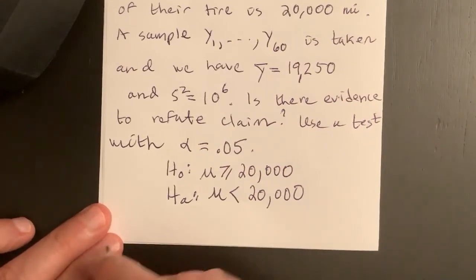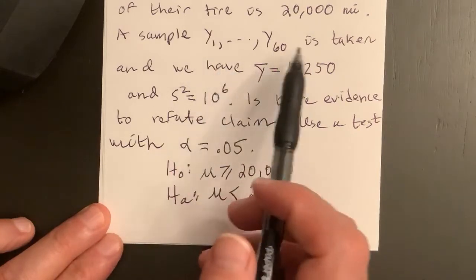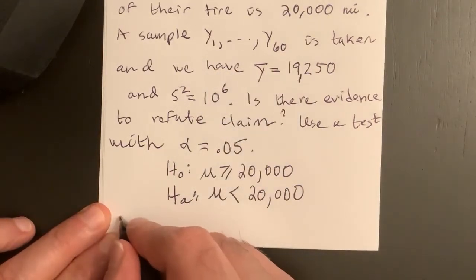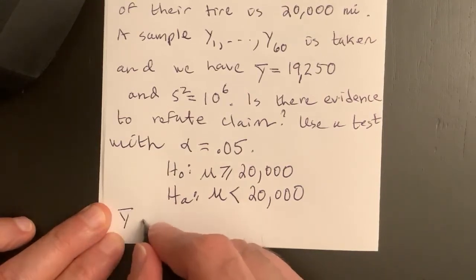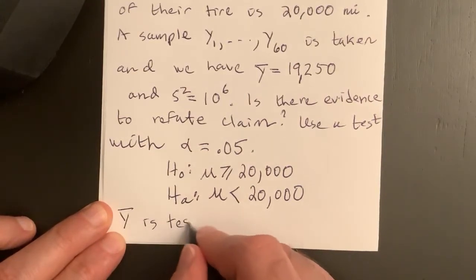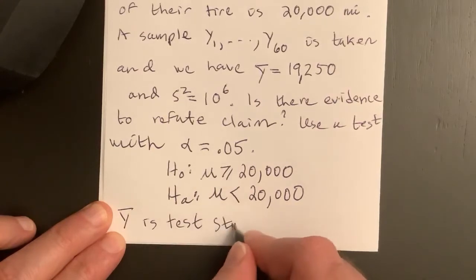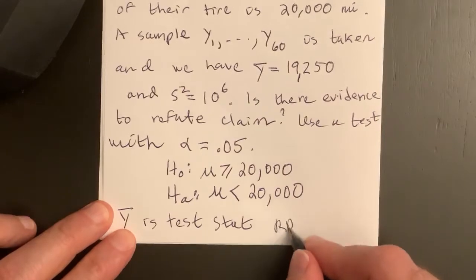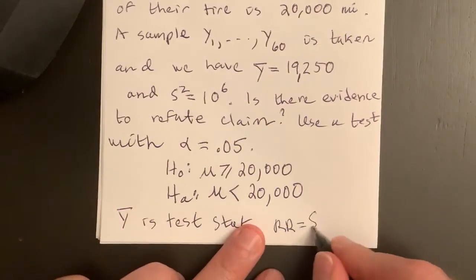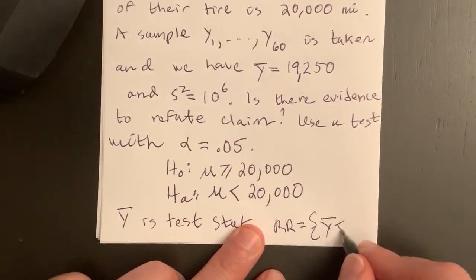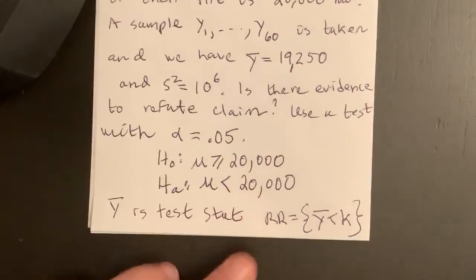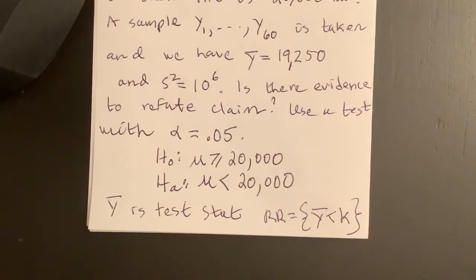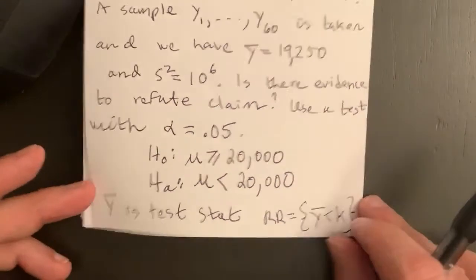Our test statistic, well, we don't have a lot to work with. It's already been boiled down, and I think we want to use this. So our test statistic is y bar, and the rejection region, RR, will be y bar less than k. Now, I haven't told you anything. The whole thing is to determine k, right?